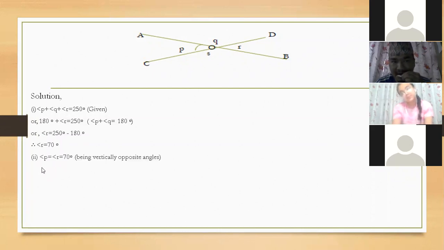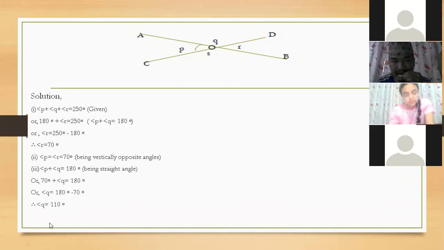If you know R, we can write P equals R, vertically opposite angles. Then P plus Q equals 180. Then Q equals 180 minus 70, you will get the Q value 110. Then S equals Q, being vertically opposite angles.